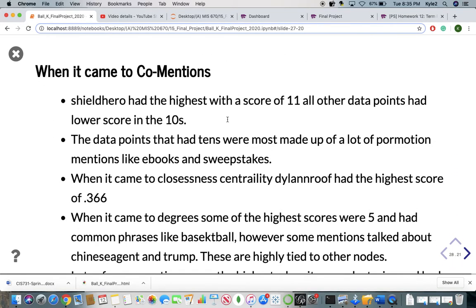And then co-hashtag. Shield Hero had the highest score of 11. All other data points had lower than 10. So he had the highest out of a lot of data sets. So I thought that was important. A lot of them were for promotions of ebooks and sweepstakes, which I thought was interesting.